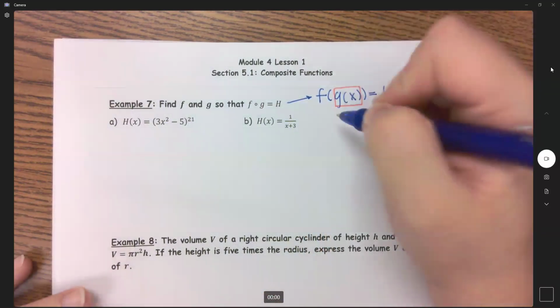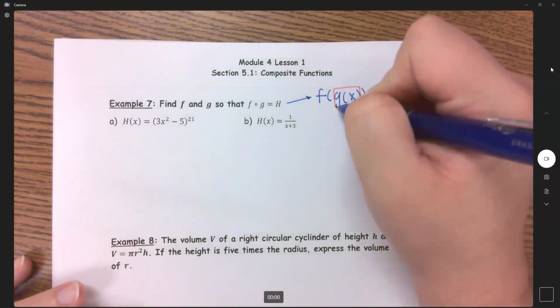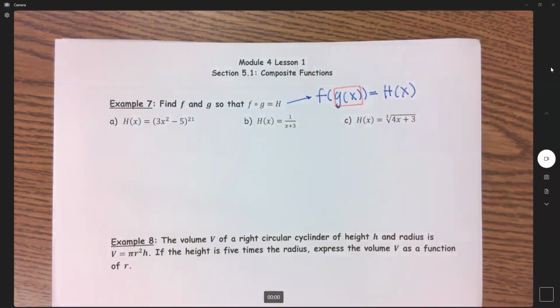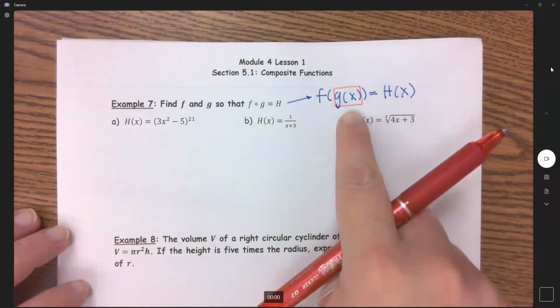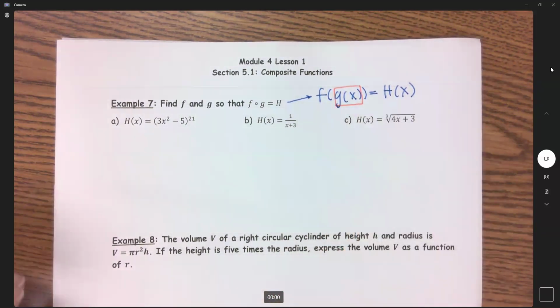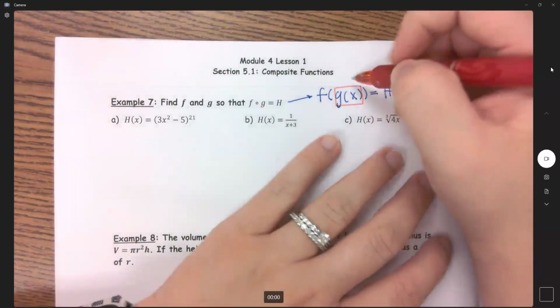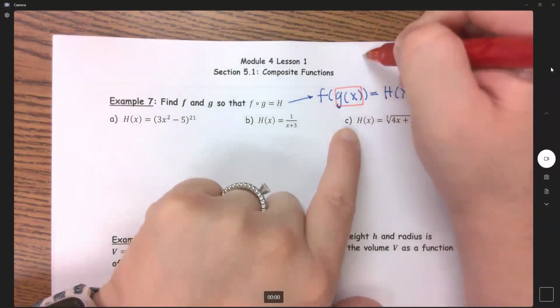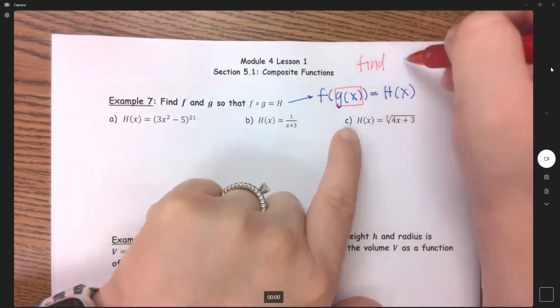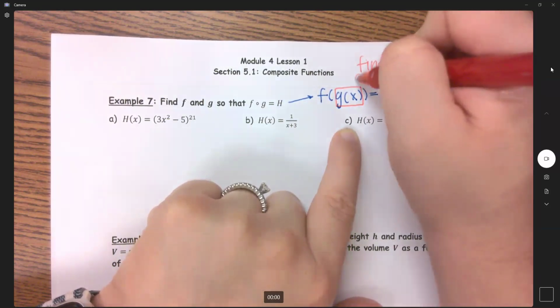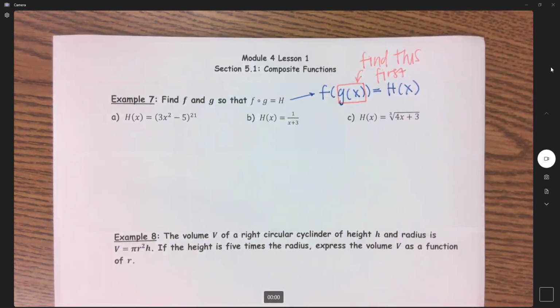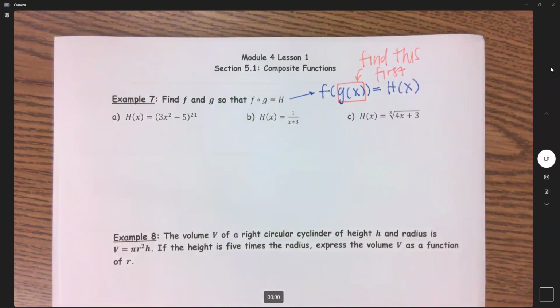And this is something that you are going to end up using in Calc 1 towards the middle when you are finding derivatives and have to use the chain rule. You have to be able to find out what is that function inside and then what does it leave? What's your f of x? So if you can find this first, then you'll be left with what your f of x is. So we're going to start with g of x and work our way to our f of x.